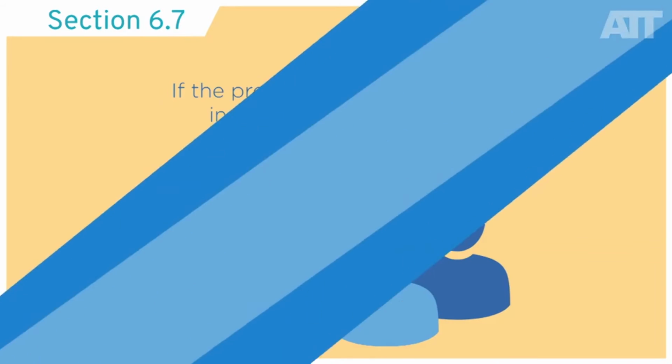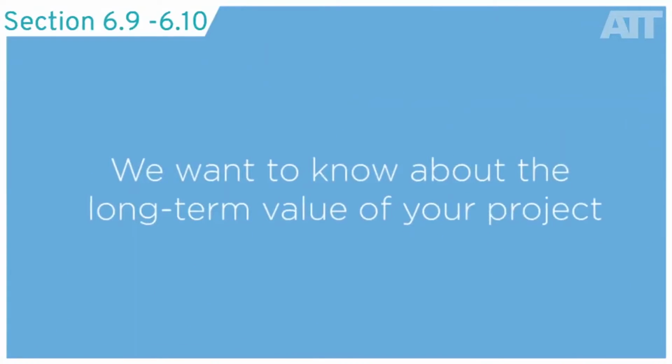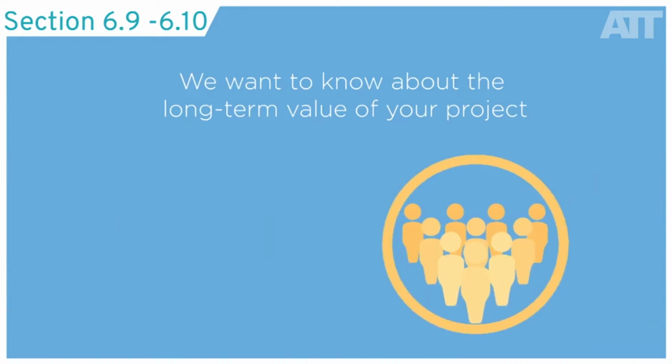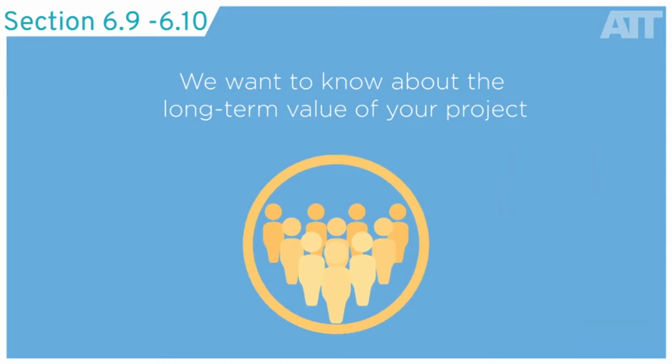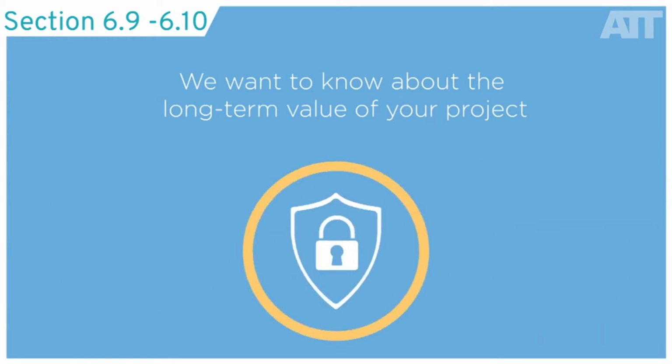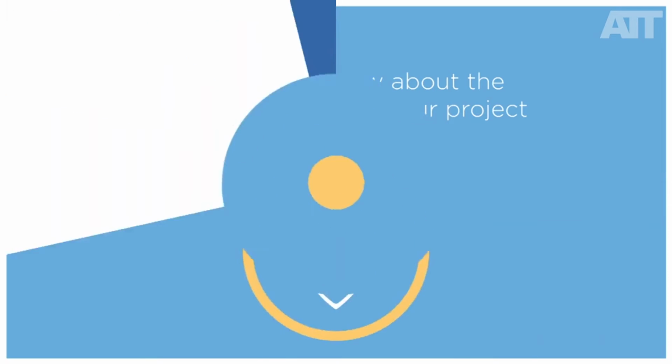In 6.9 and 6.10, we want to know about the long-term value and effects of the project. So, using the earlier example of a customs workshop, the expected impact could be that 25 customs officials have increased capacity to identify ATT-controlled items and prevent their diversion to unauthorized users.